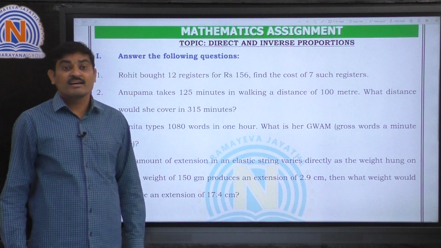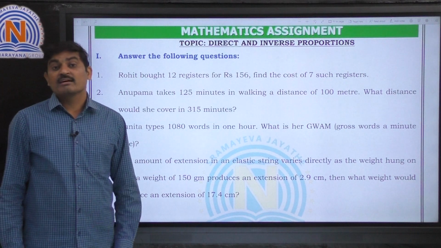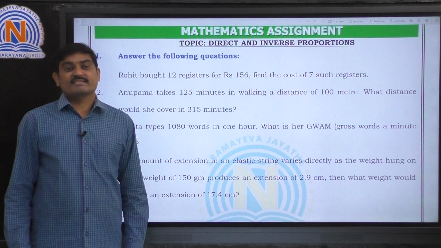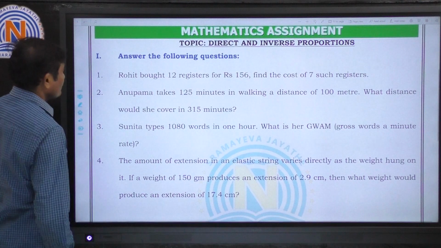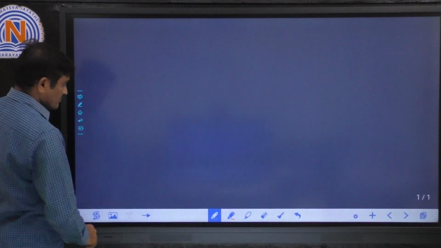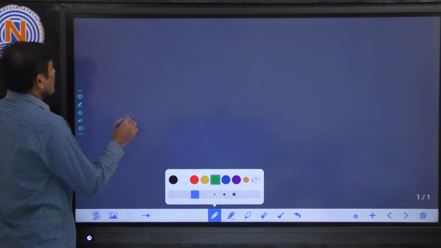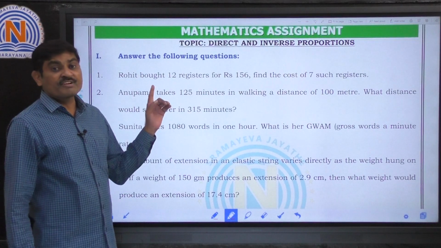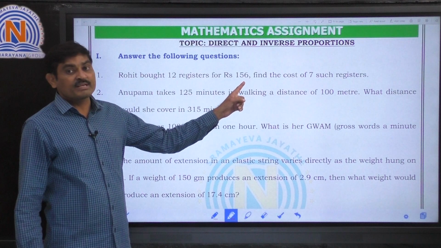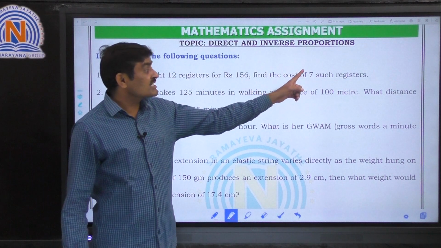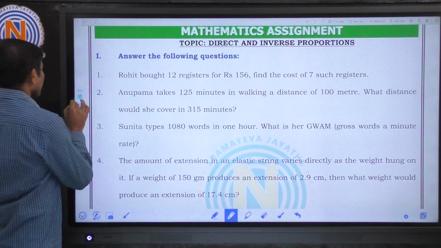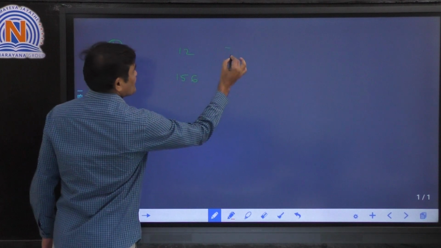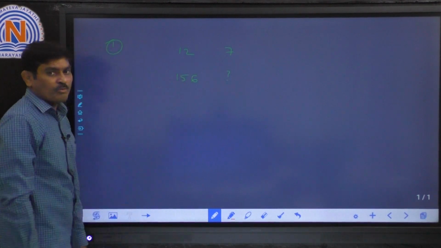The first question is: Rohit bought 12 registers for 156 rupees. Find the cost of 7 such registers. 12 registers cost 156 rupees. For 7 registers, how much?